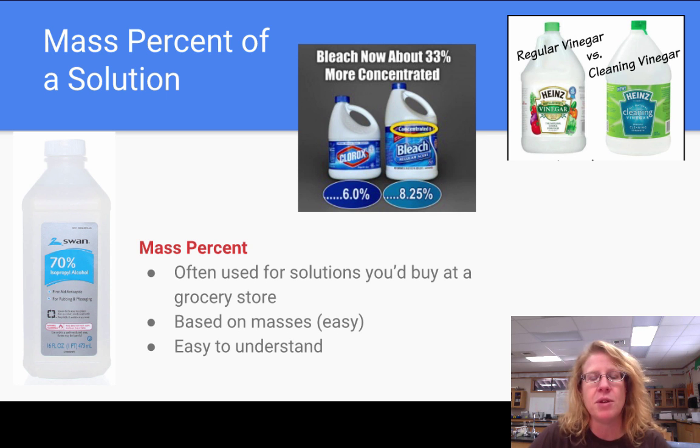It's also easier if you're doing massive preparations of things. Sometimes doing huge industrial quantities can be easier to do just based on mass. I need 500 kilos of this and 2,000 kilos of that. So that's why mass percent is out there.